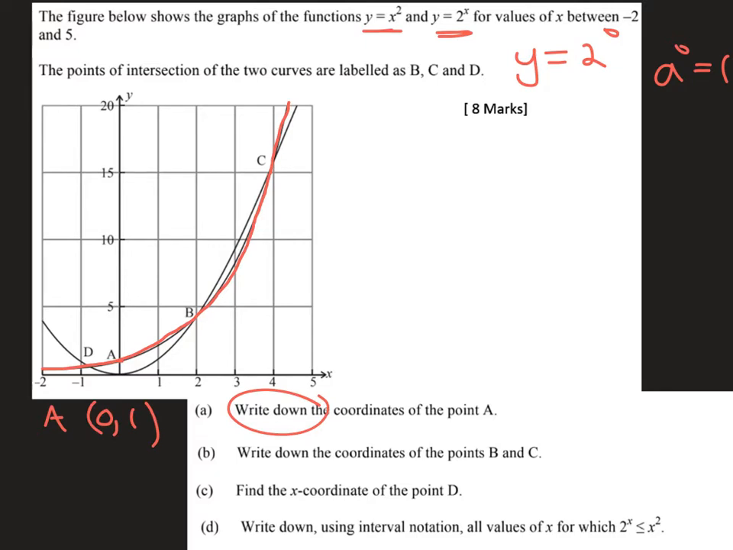The next point then, write down the coordinates of B and C. So hopefully you can see the blue line here is going to be the quadratic function, and what we're asked to do is find the points B and C. All you need to do is just graph this on your calculator. So you're going to enter y equals x squared, y equals 2 to the x, and then you're going to go to second calc and find the intersection between these 2 points.